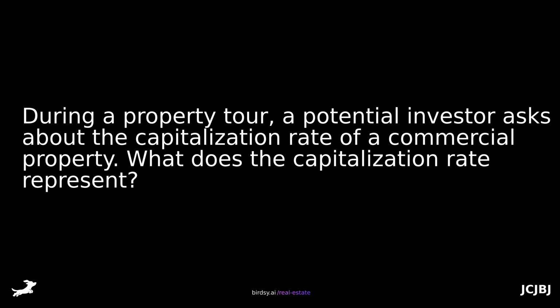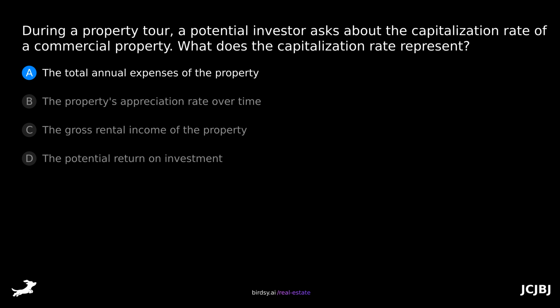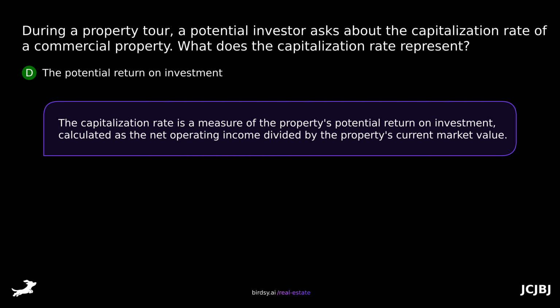During a property tour, a potential investor asks about the capitalization rate of a commercial property. What does the capitalization rate represent? Is it A, the total annual expenses of the property, B, the property's appreciation rate over time, C, the gross rental income of the property, or D, the potential return on investment? The answer is D, the potential return on investment. The capitalization rate is a measure of the property's potential return on investment, calculated as the net operating income divided by the property's current market value.